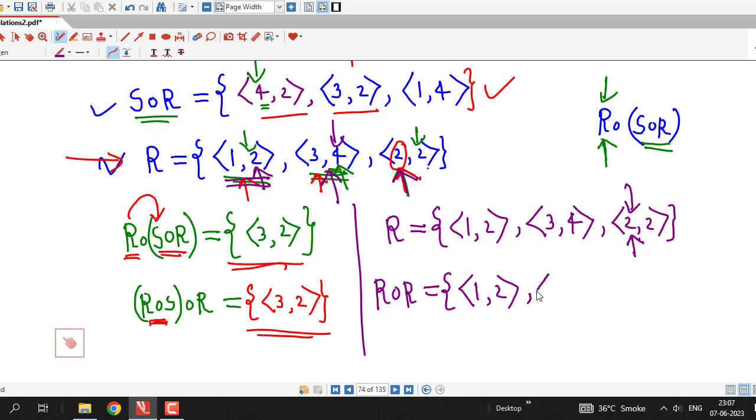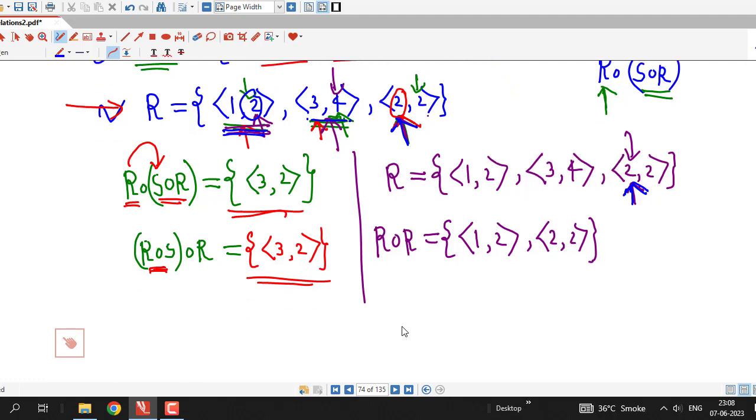We have 2 comma 2, and we have to be very careful. Make sure that you have checked each and every ordered pair. For 1 2, I have to search for 2 as a first component. I find only one pair, so 1 2 belongs to R, 2 2 here, so we have 1 2. For 3 4, I have to search for 4 as a first component. There is no ordered pair with 4 as first component. Then for 2 2, there is only one ordered pair with first component 2, so we have 2 2. So this is R composite R.